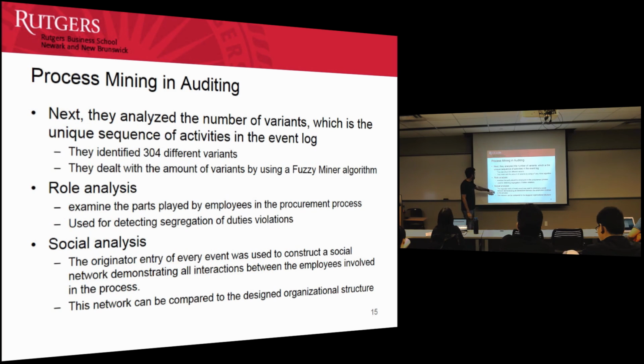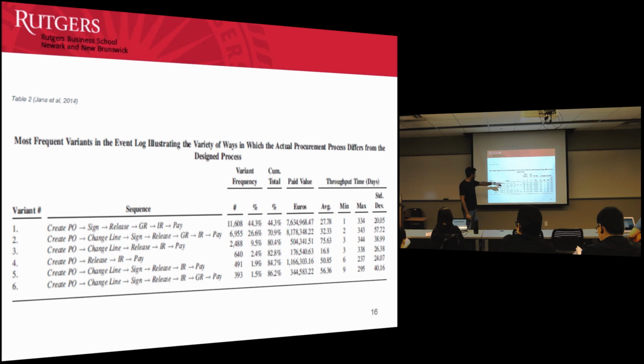This is the number of variants. They took the first 6. As you can see, the first 3 account for 80% of all the transactions. The first one is what the designed process was. The second one had changes, but when they talked to the management, they told them that it was okay because it was before signing the purchase order. But the ones that needed further investigation was, I think, 3 because they didn't have a signed activity.